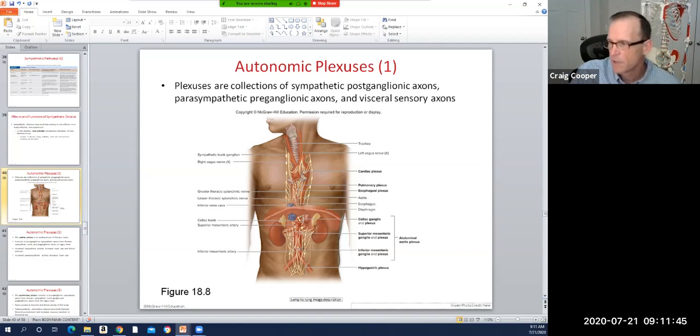So we do see these different clusters of plexuses that are controlling the organs at the level that they talk about. So that's kind of what you see in here.